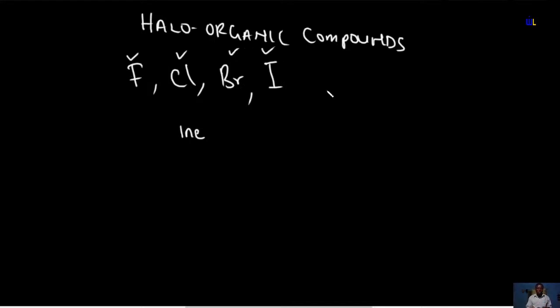With that said, we would get into it straight up. The first thing we are going to talk about is the different ways in which haloorganic compounds can be classified. The first classification is based on the number of halogens that are found in the organic compound.